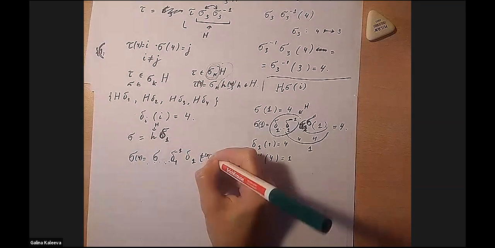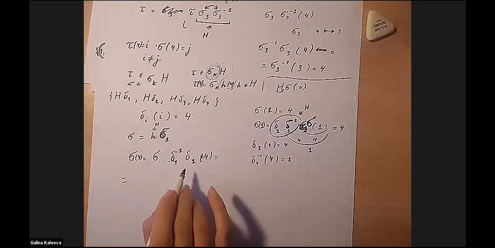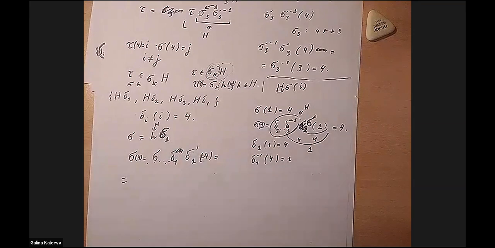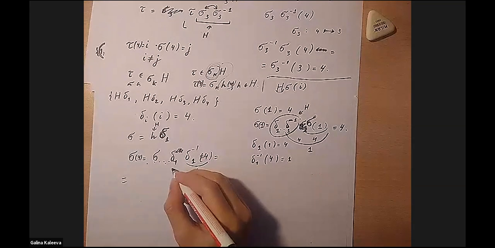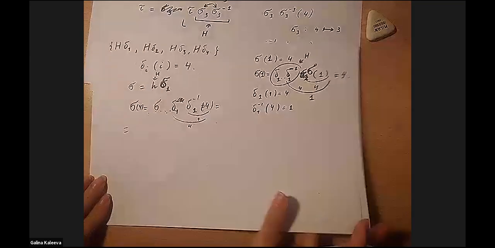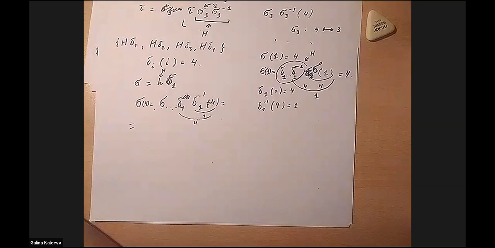And of 4 it equals sigma of delta 1 to the minus first power of 4, it's 1. Delta 1 of 1 is 4. And sigma, what? Do you see some problem here? Guys, are you here? Are you still with me? Are you solving this problem?